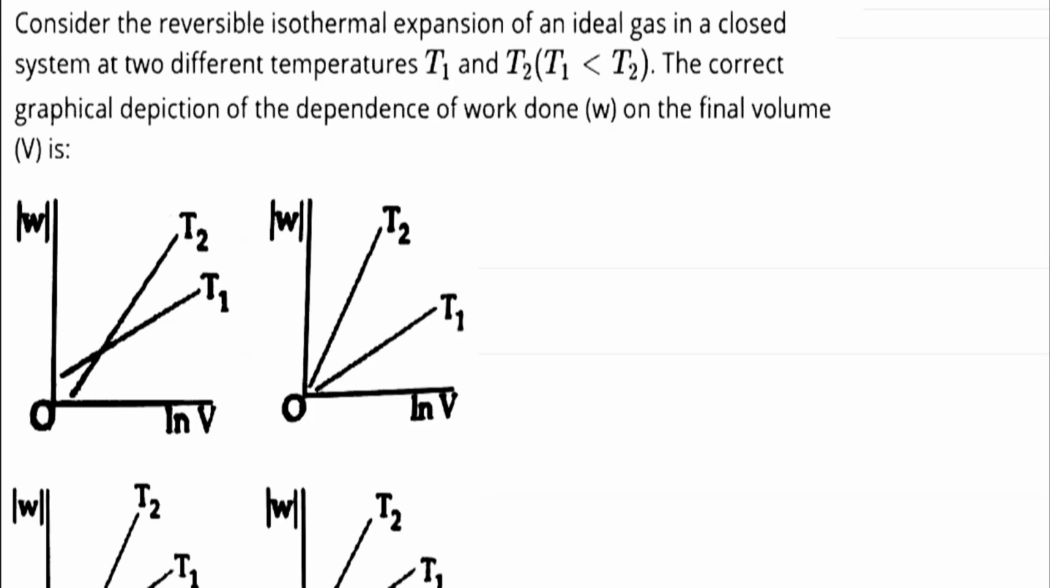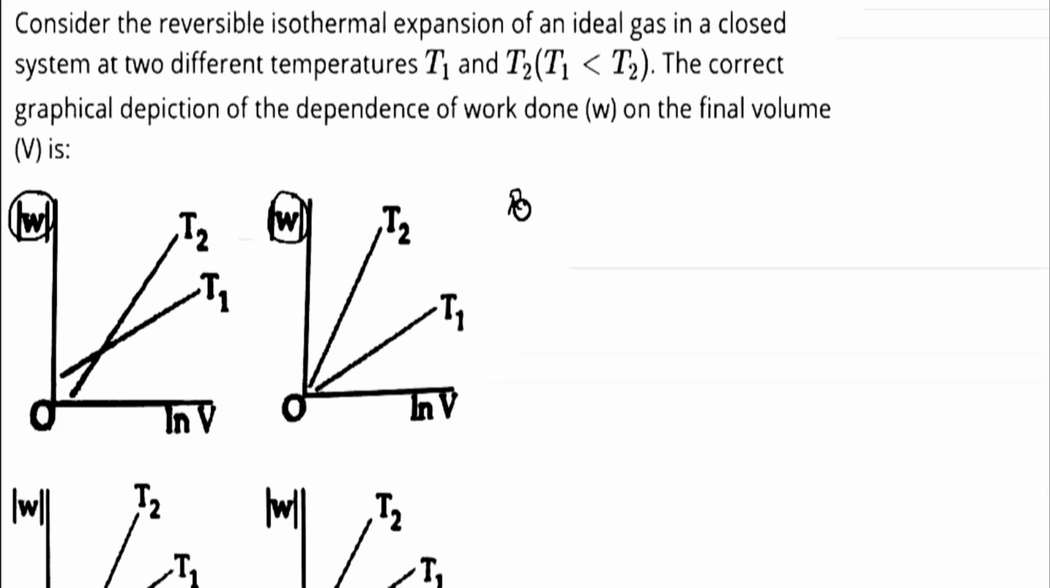Okay, fine. So basically in this case, as you can see, all of the graphs given over here are showing mod of W on the y-axis. Okay, so mod of W means whether it's positive or negative, it doesn't make a difference since they have put it into the mod format. So definitely in that case, we are concerned with what would be the dependence of this work done on the final volume. So whether it is the work done by the gas on the system or by the system on the gas. Okay, fine.